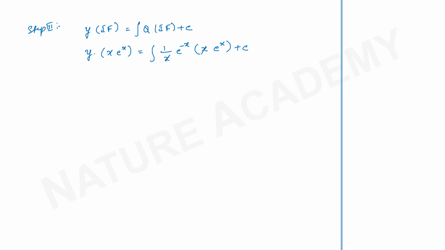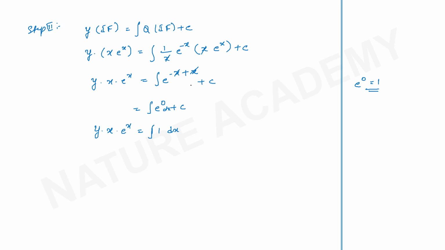Here x and x will get cancelled, and in the left hand side I have y into x into e raised to x, that is equal to integral of e raised to minus x plus x, plus c. These will cancel and I will have e raised to 0 on the right hand side, plus c. But we should know that e raised to 0 is equal to 1. Therefore, I will have y into x into e raised to x equal to the integral of 1 into dx.